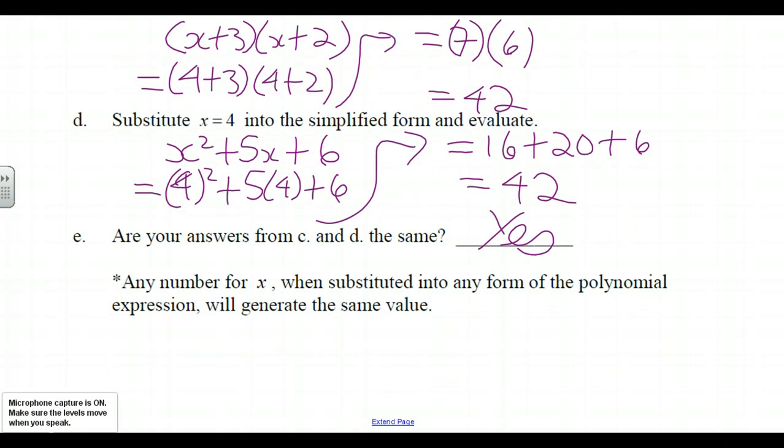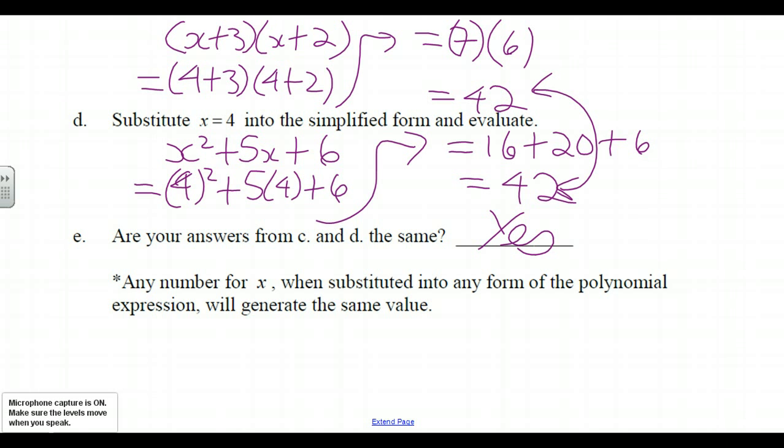Any number for x when substituted into any form of the polynomial, right? So we're saying the factored form and the simplified form are identical. And if that is true, then any value of x we substitute in will evaluate to the same value, right? So you're going to get 42 out of this. Any questions? We good? Ready to move on?